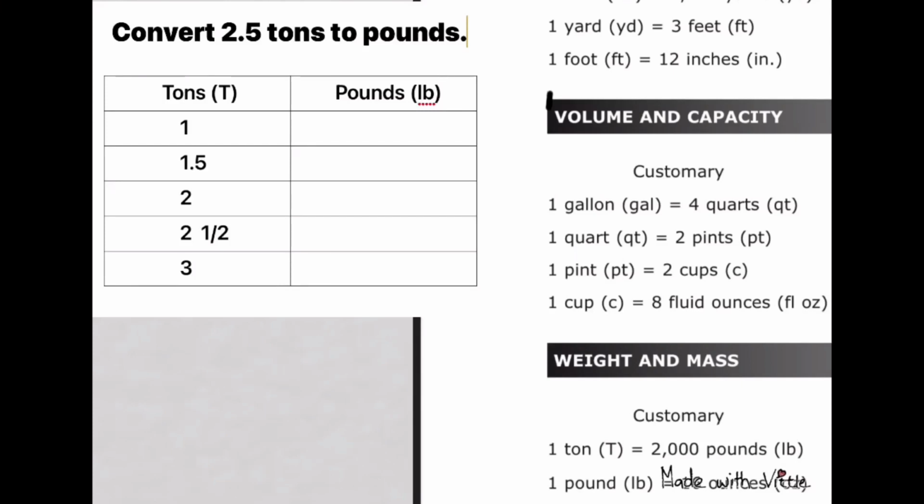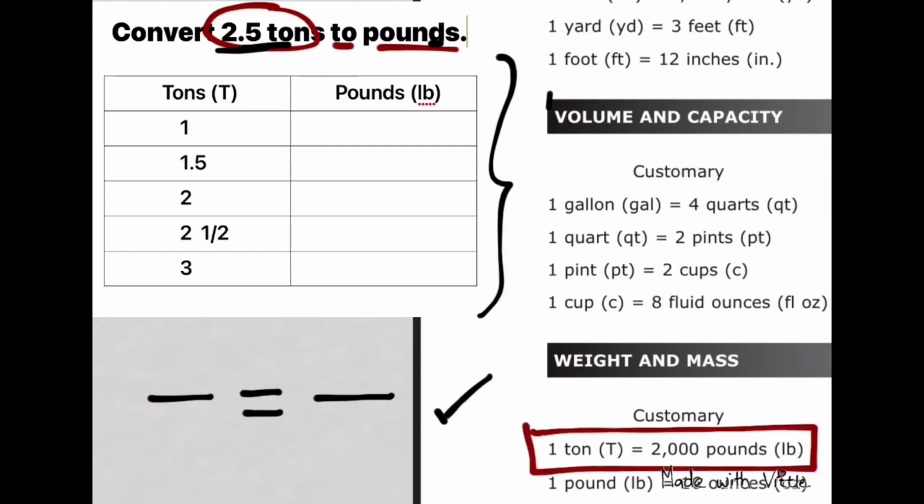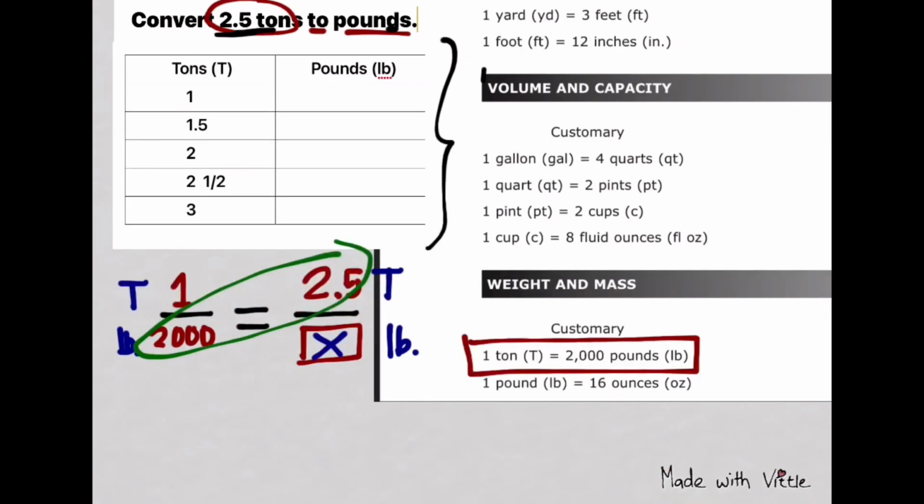Now let's look at weight and mass. The problem is asking us to convert 2.5 tons to pounds. Remember that I mentioned earlier that we can use a ratio table such as this. But let's go ahead and set up a proportion first and convert that 2.5 tons to pounds. And then we're going to go back and fill out this ratio table for tons and pounds. Cross multiply.